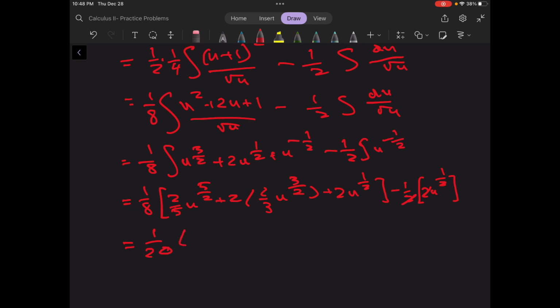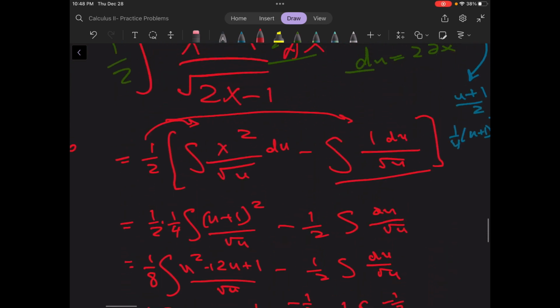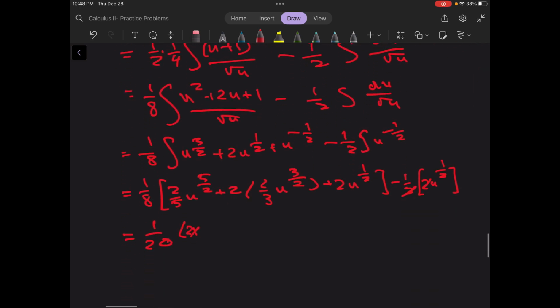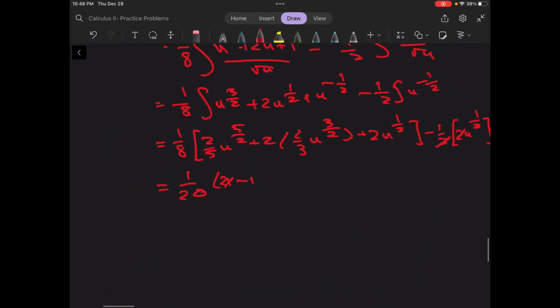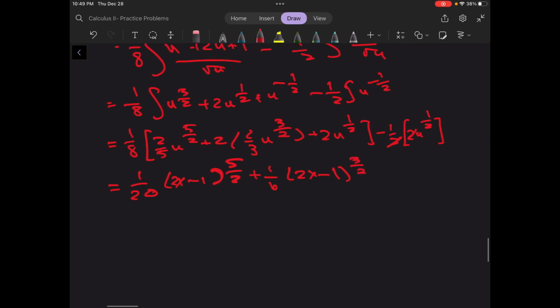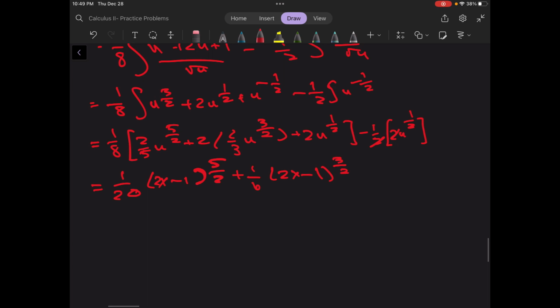1/20th, u was x, 2x minus 1, to the 5/2. And then 4/3 is going to give us 1/6 u, which was 2x minus 1 to the 3/2, and 1/4 u to the 1/2 minus u to the 1/2.